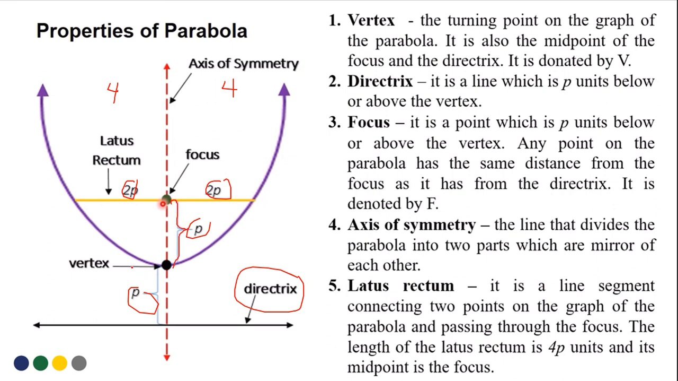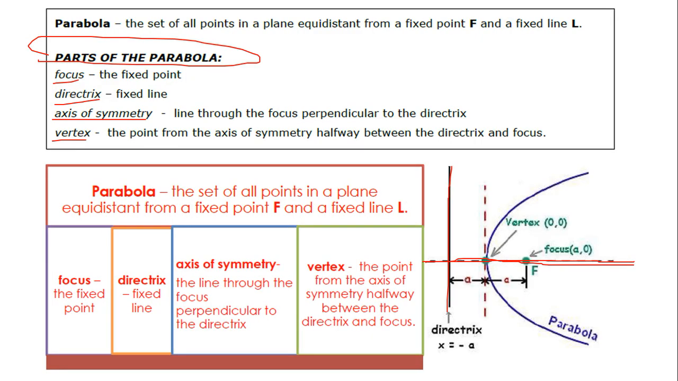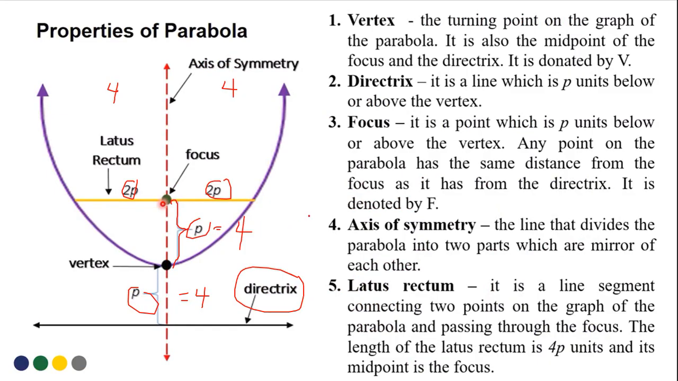Again, this vertex is the midway between focus and directrix. Meaning to say, this is the value of p. If it is equal to 4, meaning to say the vertex from directrix is also equal to 4. So how to find the value of p? Mamaya solve natin. Again, vertex, directrix, focus, just read the definition. You can rely on your modules or you can read this one. Okay, directrix is a line which is p units below or above the vertex. It could be below, above, right, or left. Okay, latus rectum. I will show to you how to find the value of the latus rectum.